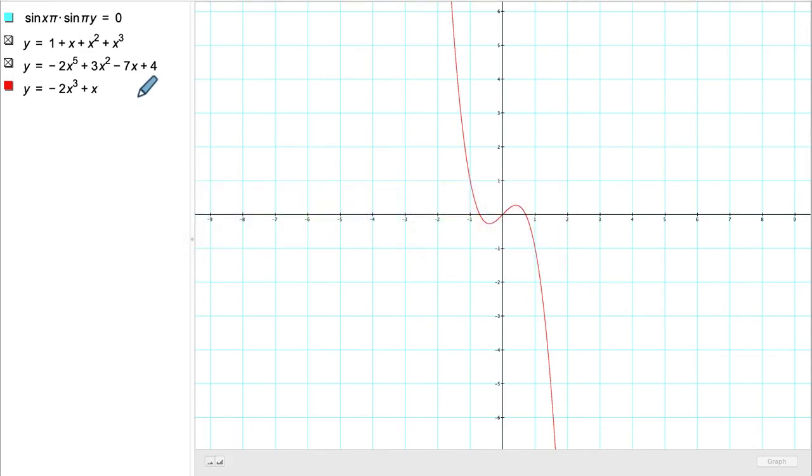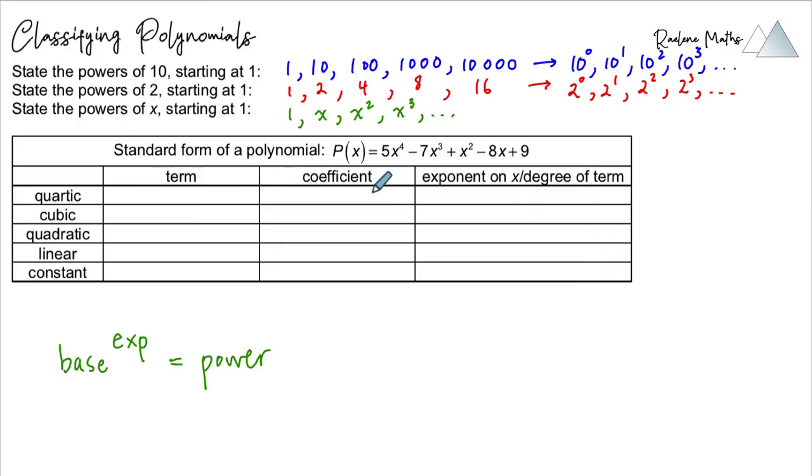Okay, so let's just take a look. Here we can classify a polynomial, and we do it by identifying the degree of the term. The degree of a term is represented by the exponent on that term, so it's the exponent on x.